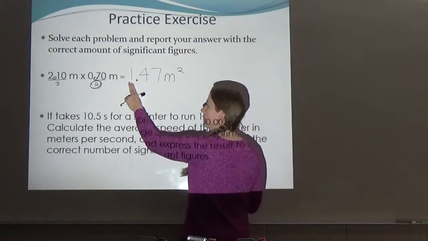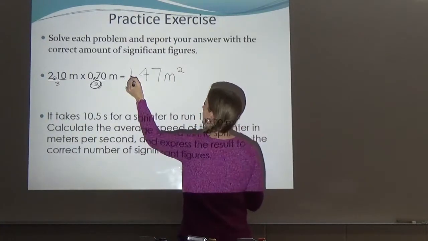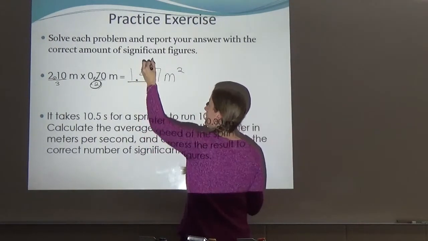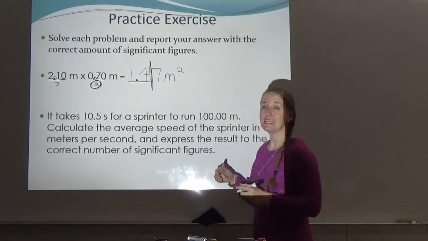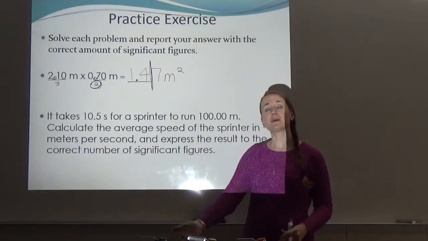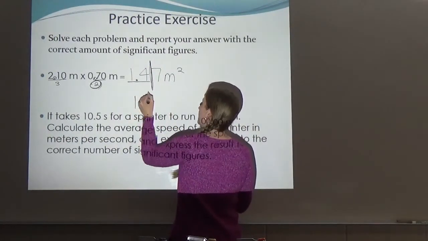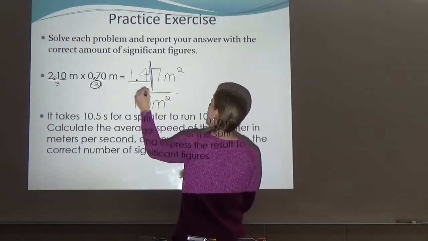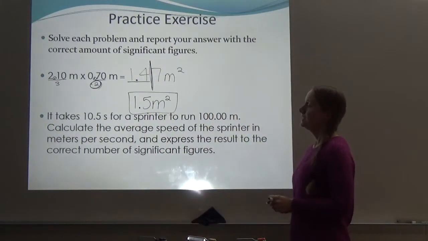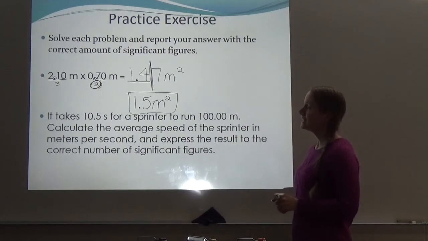So I'm going to start at the front of the number. The 1 is significant because it's not a 0. The 4 is significant because it's not a 0. So there's my 2 significant figures. Now I need to stop and round. Again, I'm not showing you new rules for rounding, I'm just trying to show you where to round. So 7 rounds the 4 up, so it becomes 1.5 meters squared. Just like that. Again, pause it and try the bottom one if you haven't already, and then we'll look at it together.